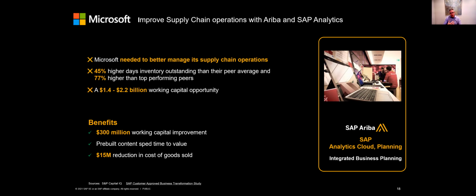And so the benefits of using Ariba, as well as using Analytics Cloud and planning, as well as with our integrated business planning solution, they were able to see 300 million in working capital improvement, meaning they're able to free up 300 million in cash to spend and reinvest within their organization. And they also reduced their cost of goods sold by 15 million. And this was the combination with using Ariba and SAP Analytics.